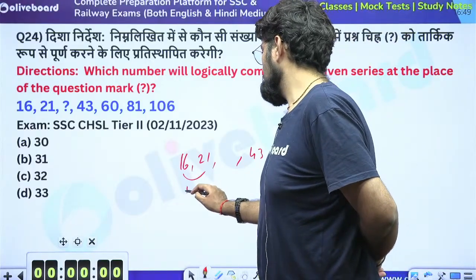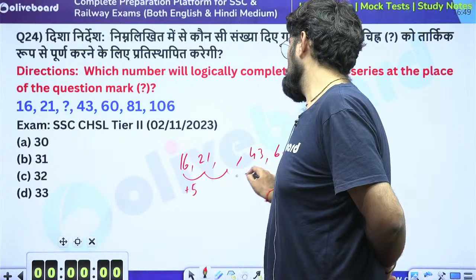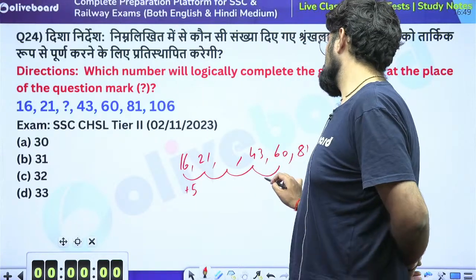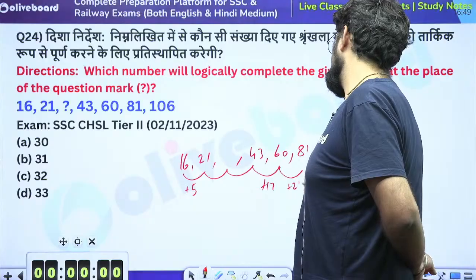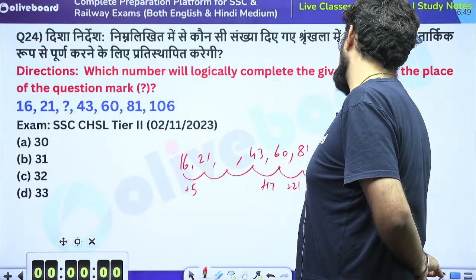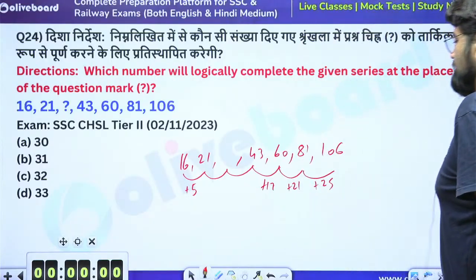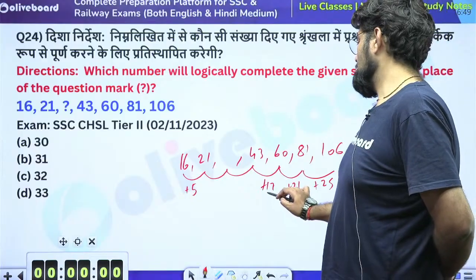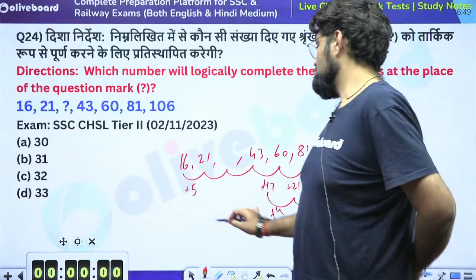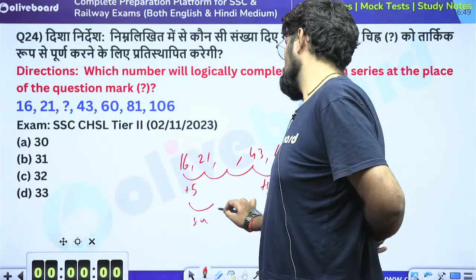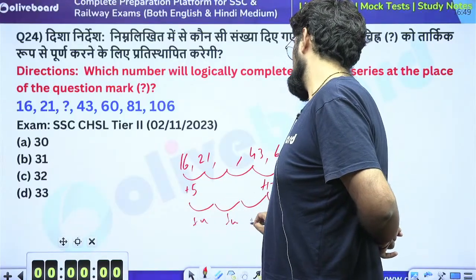Difference of 5. We don't know. Difference of 17, difference of 21, and difference of 25, isn't it? Okay. What about double difference? So double difference is clearly plus 4 plus 4. So it is very simplified now. This is plus 4 plus 4 plus 4.